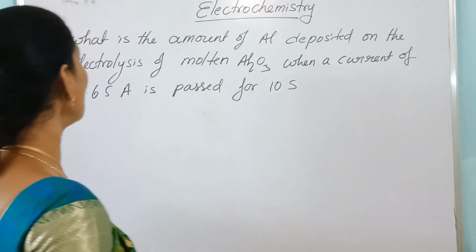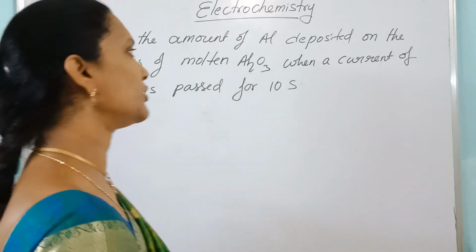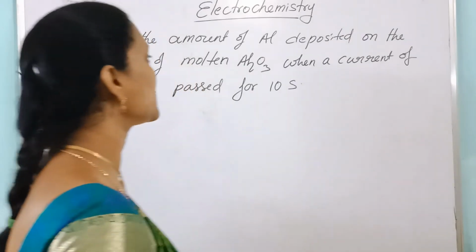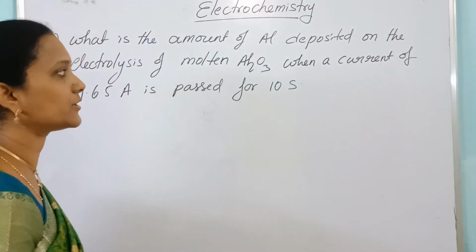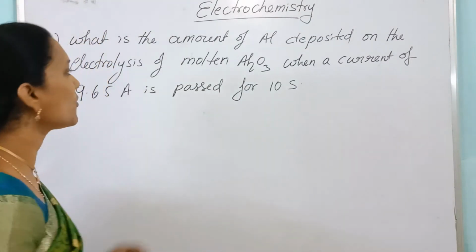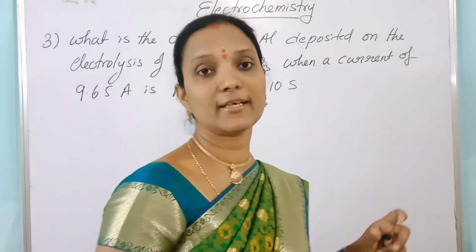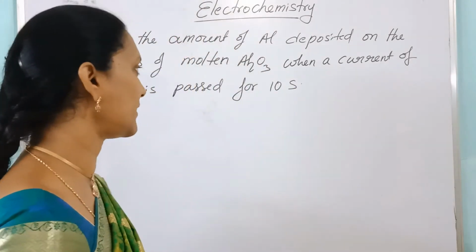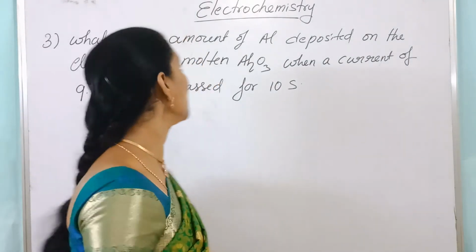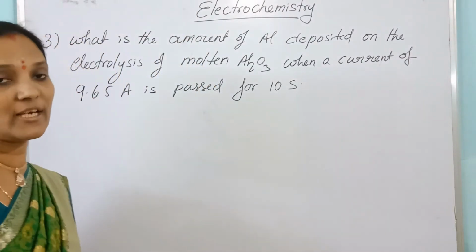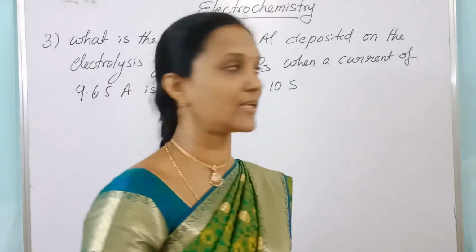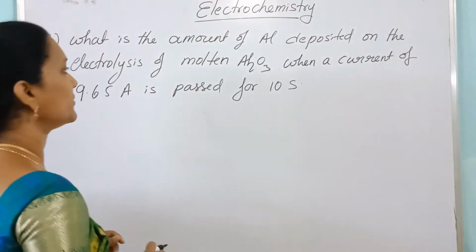See this third problem. What is the amount of aluminum deposited on the electrolysis of molten Al2O3 when a current of 9.65 amperes is passed for 10 seconds? Current 9.65 amperes given and time 10 seconds given. What is the amount of aluminum? Amount of aluminum they are asking. Okay. So amount of aluminum obtained.